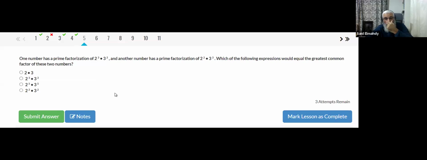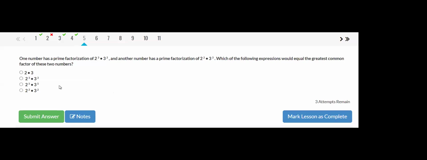Read. One number has a prime factorization of 2 to the power of 3 multiplied by 3 to the power of 2. And another number has a prime factorization of 2 to the power of 2 and 3 to the power of 3. Which of the following expressions would equal the greatest common factor of these two numbers?